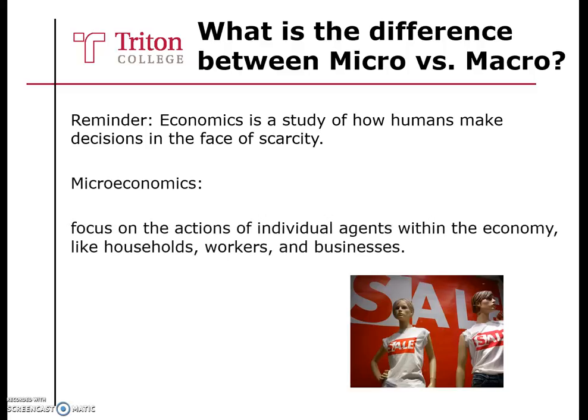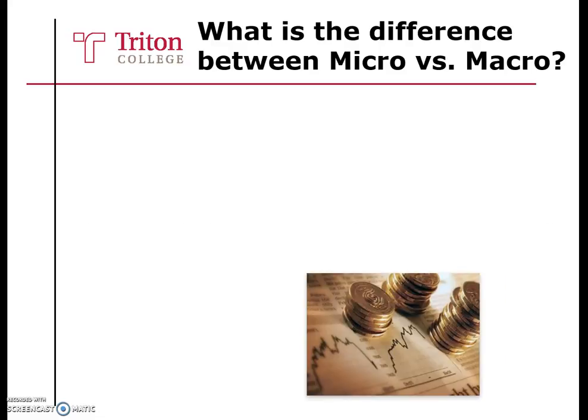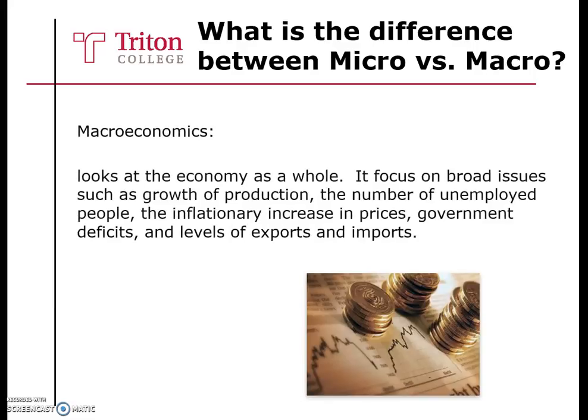Economics has two major subdivisions, micro and macroeconomics. Microeconomics focuses on the actions of individual agents in the economy, such as households, workers, and businesses. Macroeconomics, on the other hand, looks at the economy as a whole. It focuses on broader issues like growth, unemployment, inflation, government deficit, and levels of exports and imports.